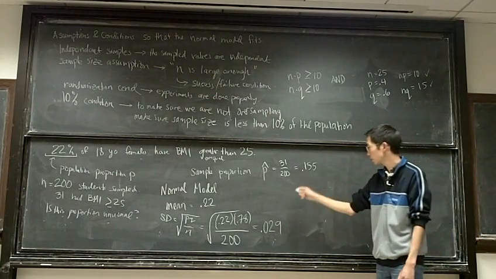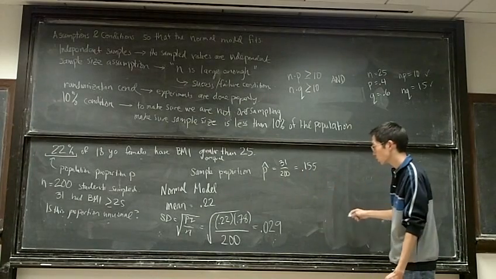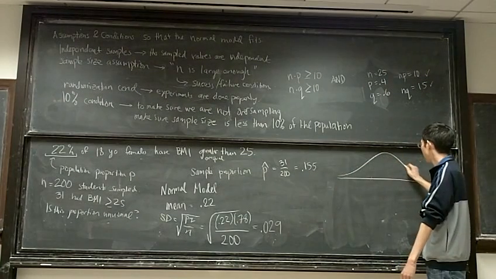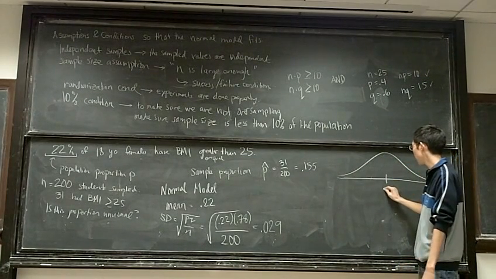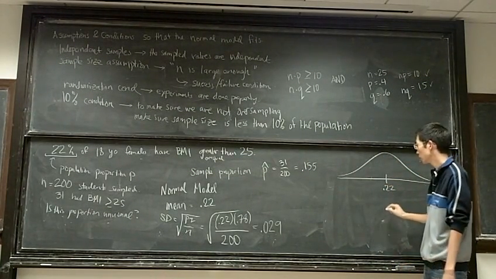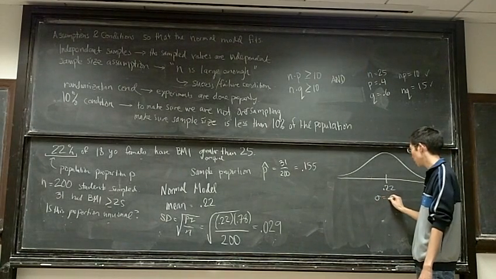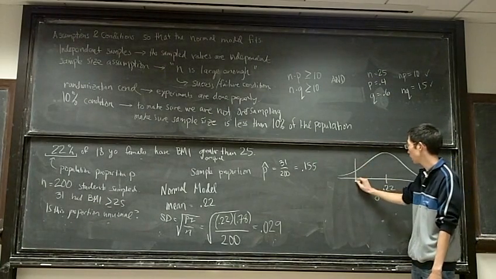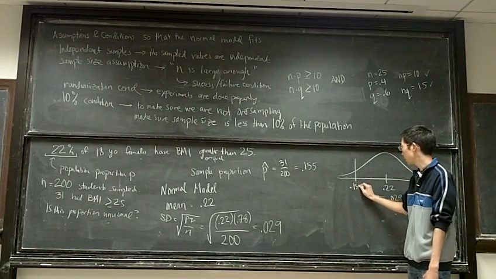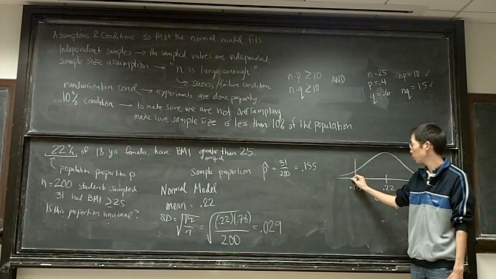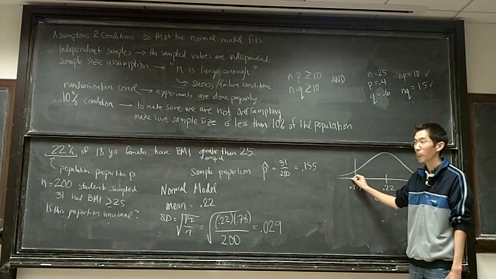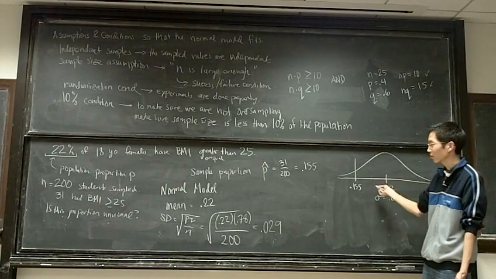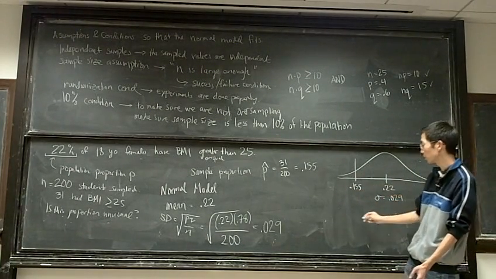All right. So how do we determine if this is really unusual or not? We look at our normal model. Our normal model is centered at 0.22, and we have a standard deviation, sigma, equal to 0.029. We are out here at 0.155. This is our sample proportion. How do we determine if this is unusual?